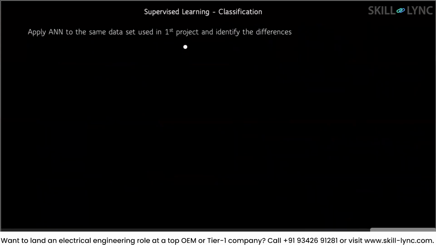I will be changing this: apply ANN, an artificial neural network, to the same data set, but I'll be changing this challenge. I'll be putting in some more challenges, which will be quite theoretical and mathematical. I will be removing this because I don't want you to implement an artificial neural network in Python now, because that would be in the third course anyway.